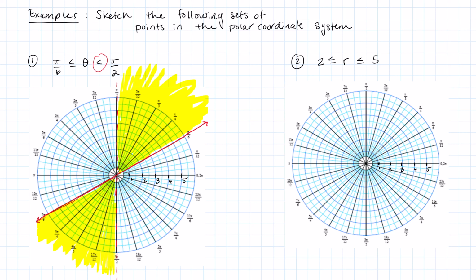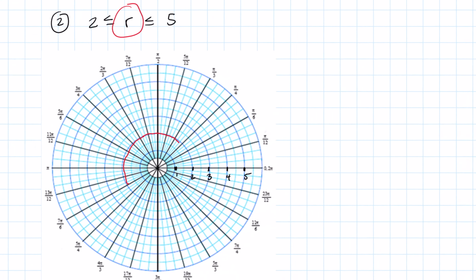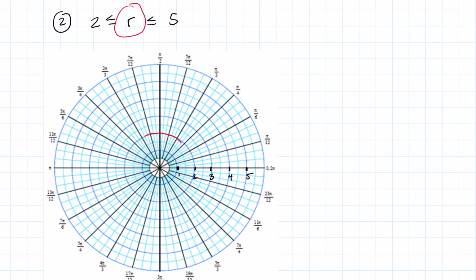Okay, let's think about this one. So what is this saying? This one's talking about the radius. So we want to include the set of all the points who have a radius greater than or equal to 2 and less than or equal to 5. So greater than or equal to 2, let's identify just r equals 2. r equals 2 is actually this circle. I might zoom in a little bit here. r equals 2 is this circle.